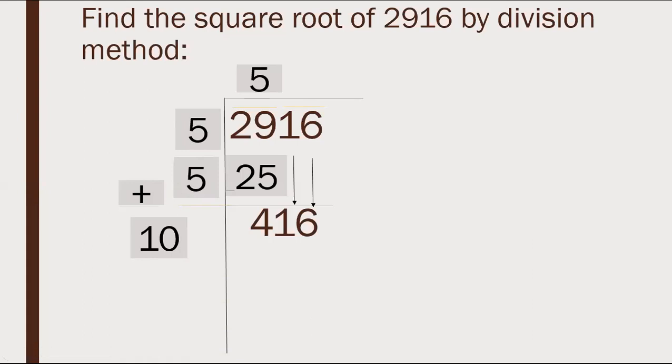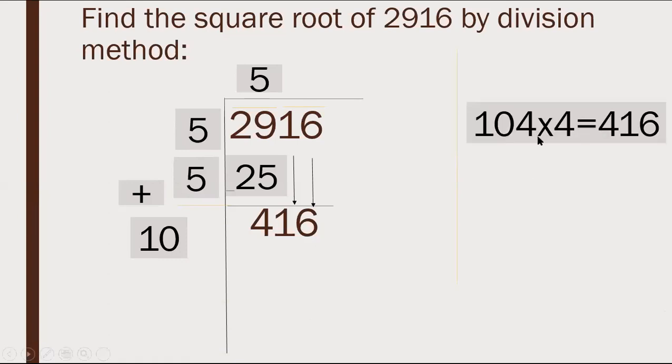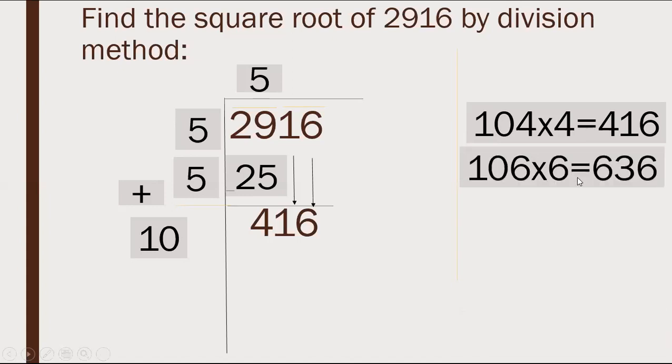So what do we have to do? We have to take either 4 or 6. Here I can put either 4 or 6. Why? Because on the ones place you can see that there is 6. 104 fours are 416 and 106 sixes are 636. So I can take 104 into 4. 104 fours are 416 and it will be cancelled.